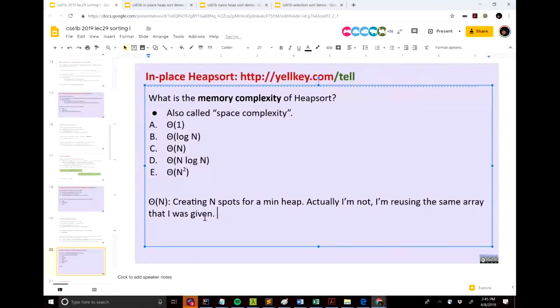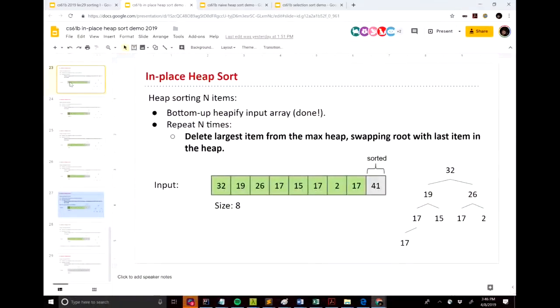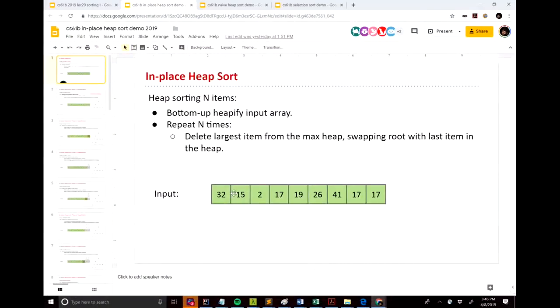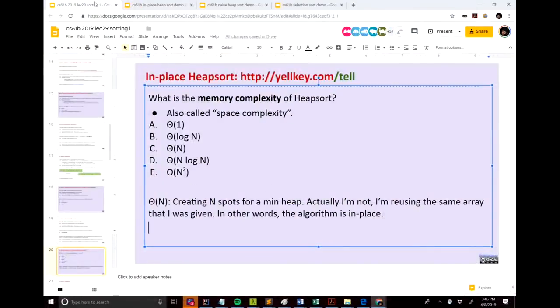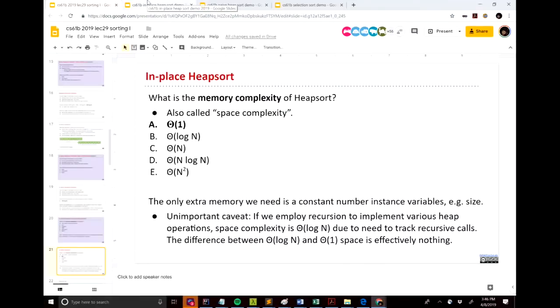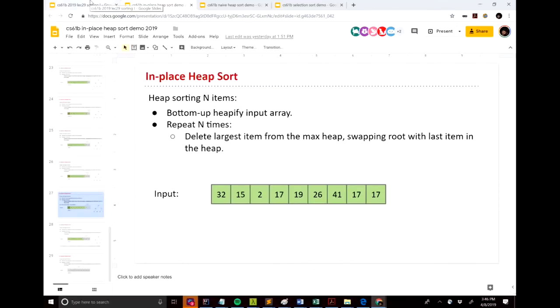So you're doing it in place. In other words, the algorithm is in place. If you look at the steps of in-place heap sort, there was no point where I used any additional memory. Everything was always just operating on this array, and that's why it's actually constant. So the correct answer is constant space. Any questions about that? The proof there is, if you scroll through all these slides, there's only one array the whole time.